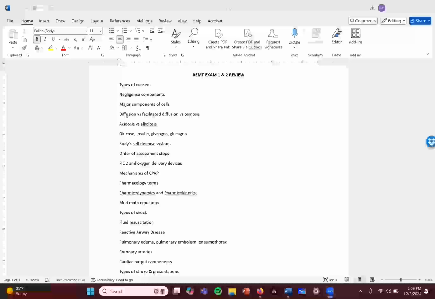When we're talking about solutes or solvent, some fluid pushing from high concentration to low. Facilitated, you have some sort of mechanism to help with diffusion. A good example of this is glucose and how it gets into the cell. It needs insulin to facilitate that process. So usually these are transport proteins. Osmosis is the movement of water, going from high to low.